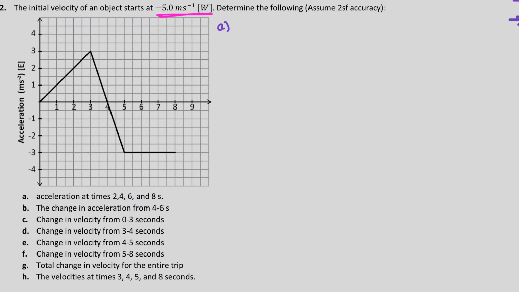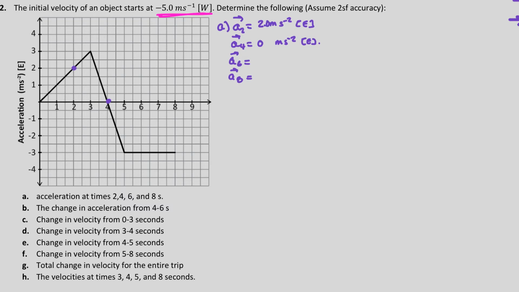Determine the acceleration at times 2, time 4, time 6, and time 8. All will have arrows because acceleration is a vector quantity. It's got a direction. And there we go. We got at 2 seconds, the acceleration is 2 meters per second squared in the east direction. At time 4, it is 0 meters per second squared in the east direction.